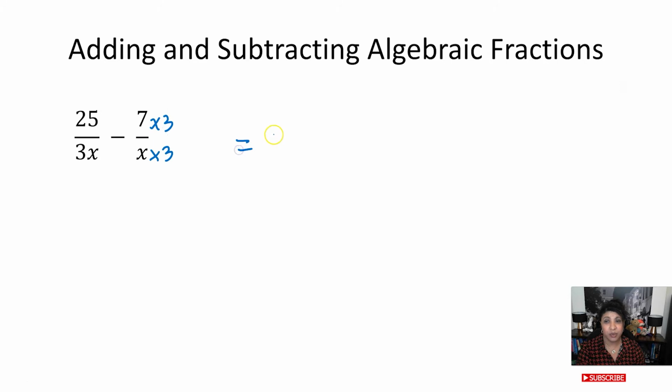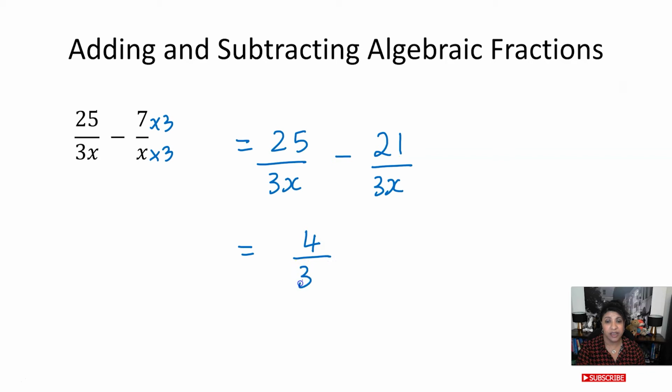So this will give me 25 over 3x minus 7 times 3 is 21 over, now I have x times 3, which is 3x. I can now subtract the two fractions because they have the same denominator. Right, so 25 take away 21 is just 4 over 3x, and this can't be simplified anymore, and this is now your final answer.